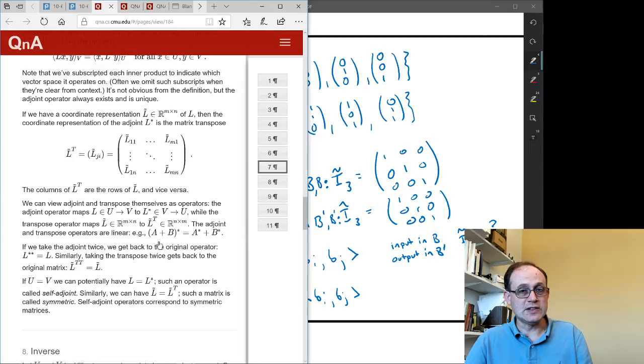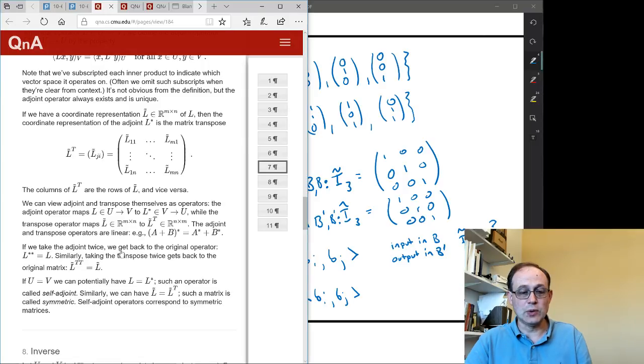If the two vector spaces are the same, so if you're looking at a linear operator that maps Rn to Rn, or an n by n square matrix, then you could have that linear operator be self-adjoint, and you could have the matrix be symmetric, meaning equal to its own transpose, right? And because adjoint on operators is the same as transpose on matrices, self-adjoint operators correspond to symmetric matrices. And that's assuming that you use the same basis representation for the input and output vector spaces, right?